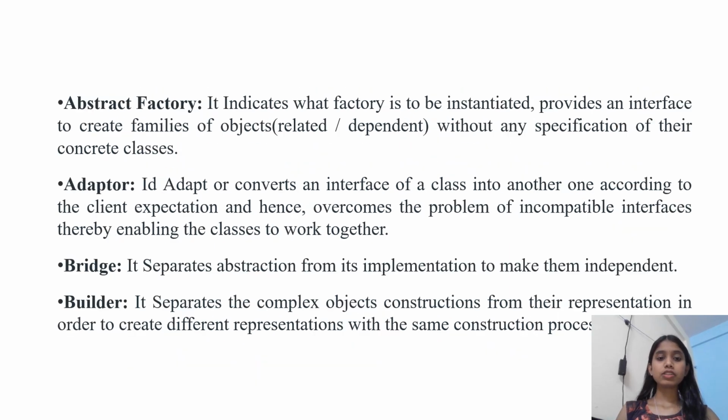Abstract factory. It indicates what factory is to be instantiated, and provides an interface to create families of related or dependent objects without any specification of their concrete classes. Means you can define your objects without any specification of their classes and then put them into classes. Adapter. An adapter converts an interface of a class into another one according to the client's expectation and hence overcomes the problem of incompatible interfaces, thereby enabling the classes to work together.